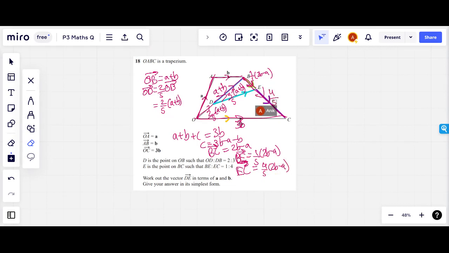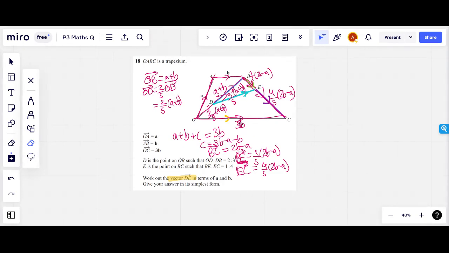Okay, so now we've actually done what we said in the beginning, which is work out everything that we possibly can. And now we can actually answer the question. So the question is asking us to find the vector DE. And so if we look at where DE is, it's actually this blue, a sort of turquoise line here that I've drawn, right?